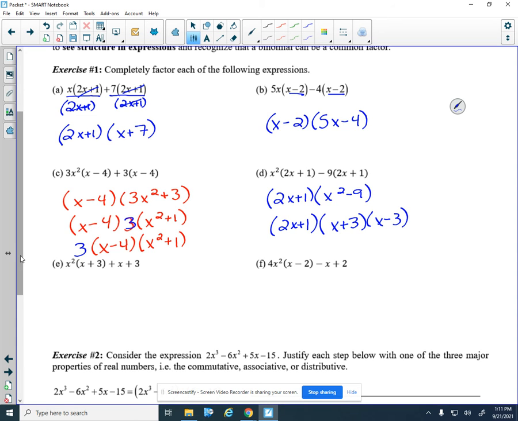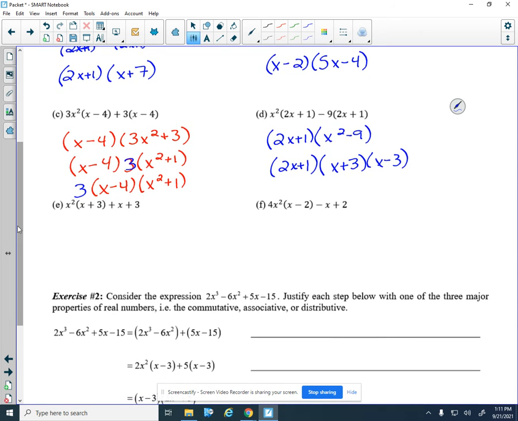So E and F are ones that don't really look like this grouping pattern, but I can make them into it. So here, I see an x plus 3, I see another x plus 3. If I put it in parentheses and put a 1 in front of it, I haven't changed anything, right? That's still x plus 3. But then I see the structure to take out the binomial factor. So this is x plus 3, and then x squared plus 1. Now, tempting to try difference of perfect squares here, but it's a sum, not a difference, so that one's done.